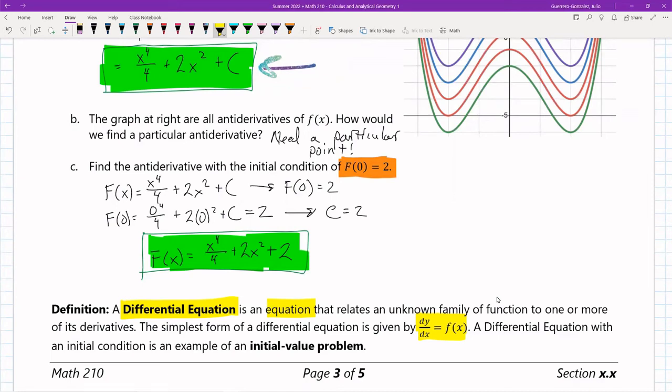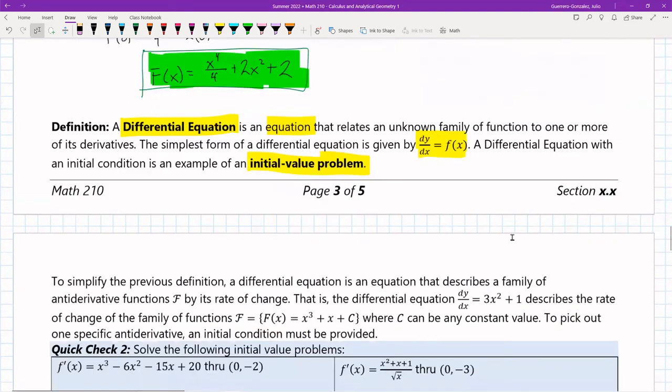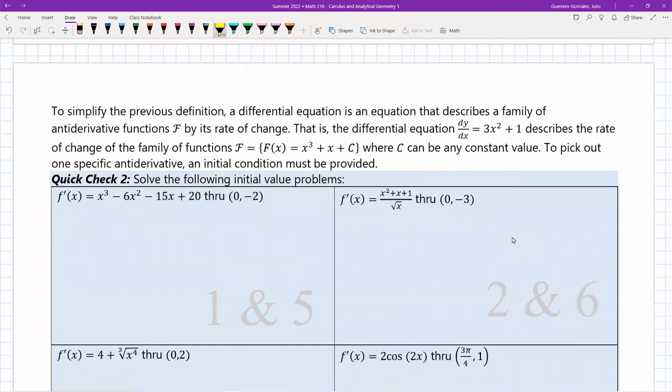A differential equation with an initial condition is an example of an initial value problem. And initial value problems are really important in the study of mathematics, particularly in physics, computer science, engineering, and basically all the harder sciences. So to simplify, a differential equation is an equation that describes a family of functions, like a script f, by its rate of change.